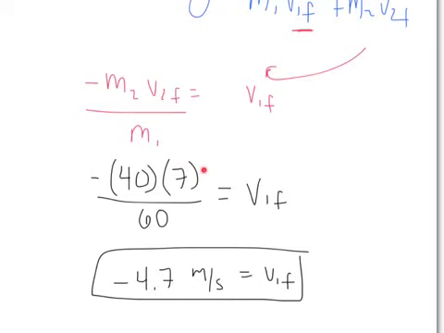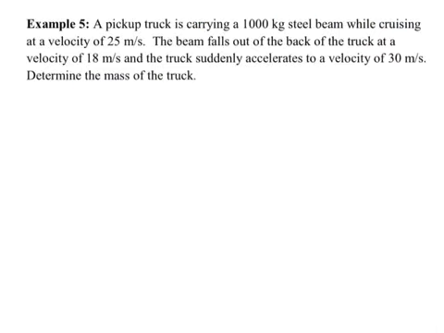at a higher speed. A pickup truck is carrying a 1,000 kilogram steel beam while cruising at a velocity of 25 meters per second. The beam falls out of the back of the truck, and it's still moving forward, but only now at a velocity of 18 meters per second. The truck suddenly accelerates to a velocity of 30 meters per second as a result of the beam falling out the back. From this, determine the mass of the truck.